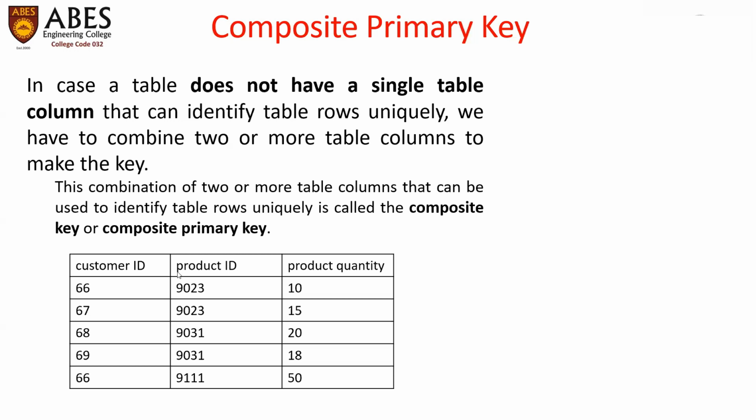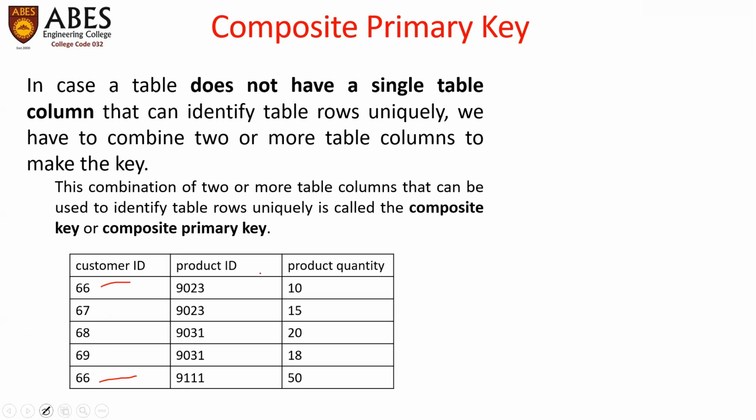Let us understand this with the help of an example. For example, in this table you can see we have customer ID, product ID, and product quantity. The customer ID values I have taken are 66, 67, 68, 69, 66. So we can see that we cannot make customer ID a primary key because the value 66 is repeated. As you can see, this is 66 over here and here also we have 66. So we cannot make this a primary key.